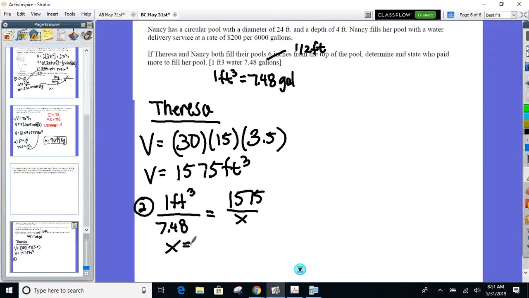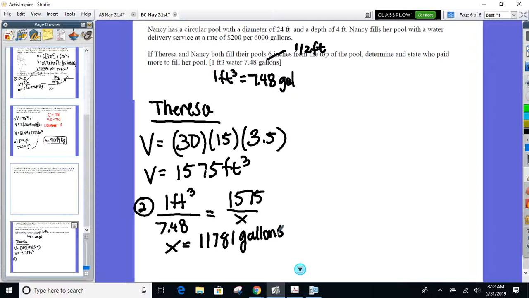And then we have 11,781 gallons. All right, not too bad. But she doesn't get charged by the gallon. She gets charged by the 100 gallons of water. A little bit different now.